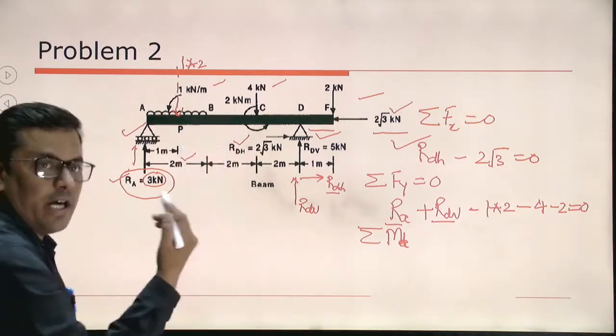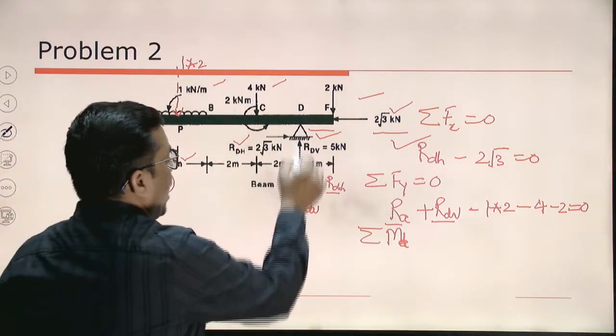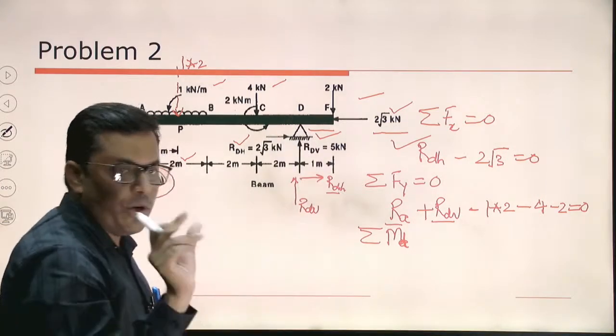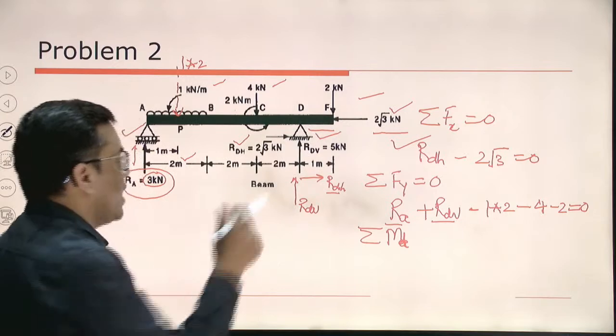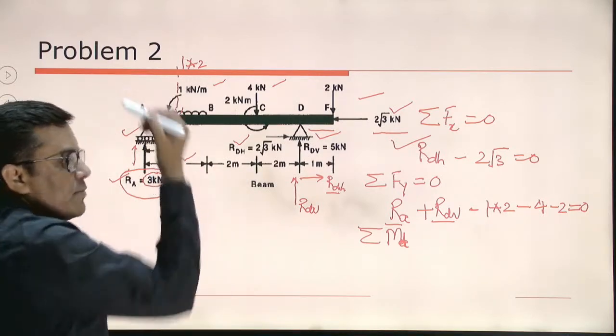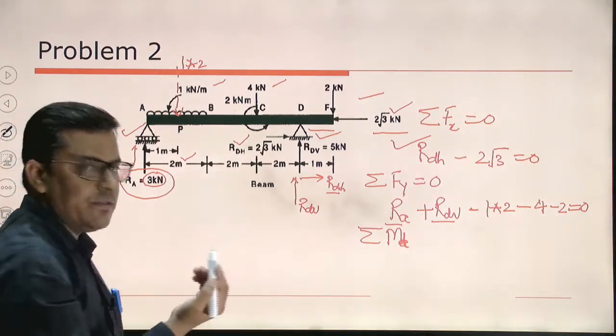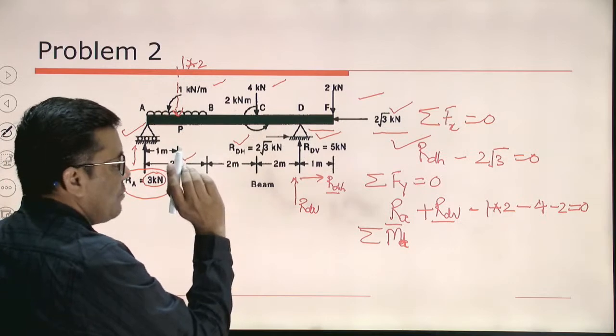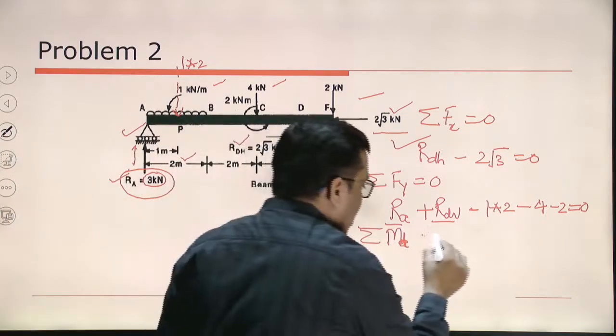D क्यों ले रहा हूँ? I am telling, because here two unknowns are passing, that RDH and RDV. So generally I want to minimize the size of my equation, that's why I am selecting point D. Otherwise conventionally कई लोग A point left side में ही लेते हैं, but it is our choice. Anywhere we can select the point. So I am taking D point for moment. So sigma MD equal to 0.